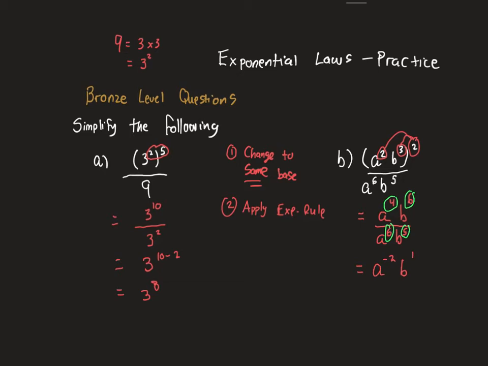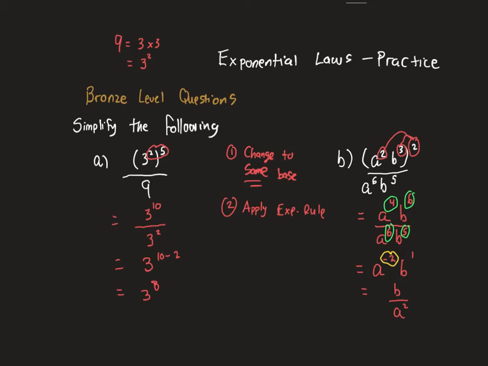Now the problem is, you have a yellow light here. You have a yellow light because it is a negative exponent. And we don't like having negative exponents in our final answer. So my last step is I'm going to move the a to the negative 2 to the bottom, making it a squared. And that's my final answer.